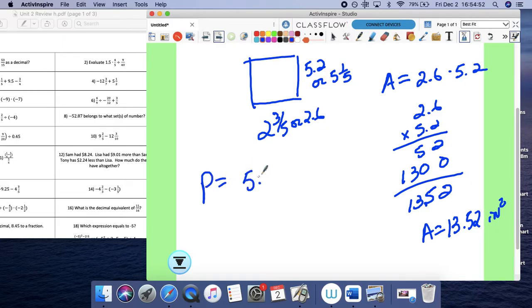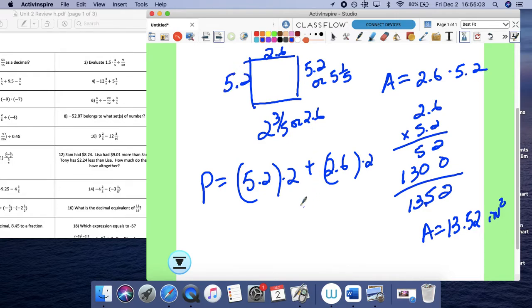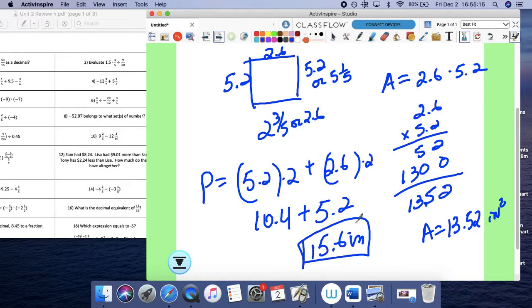The perimeter is 5.2 times 2 plus 2.6 times 2. Right? But there's another one here. Perimeter is all the sides added up together. 5.2 times 2 is 10.4. 2.6 times 2 is 5.2. And the final answer would be 15.6. And that's your perimeter in inches.